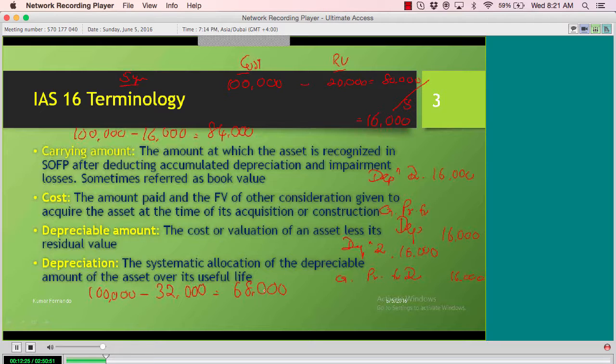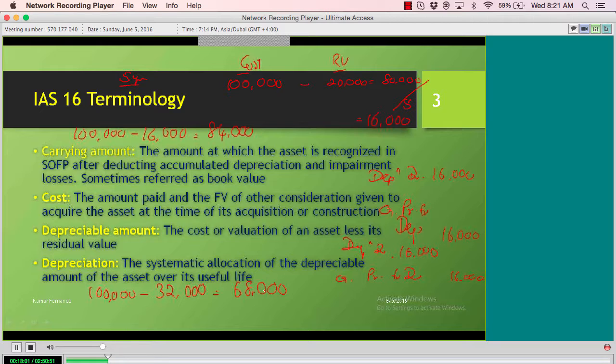So the terminology we have is that an asset is always recognized after deducting accumulated depreciation from the cost. 100,000 is the cost. After first year, accumulated depreciation is 16. After 2 years, accumulated depreciation is 32. After 3 years, accumulated depreciation will be 48. And so on and so forth. There will be some impairment losses. I'll come to that in a minute. But for the moment, you can assume carrying value is cost minus accumulated depreciation.